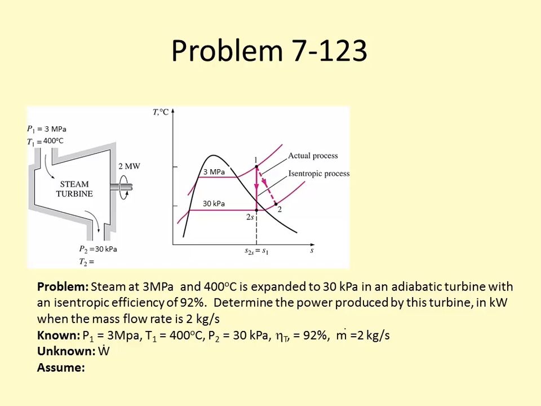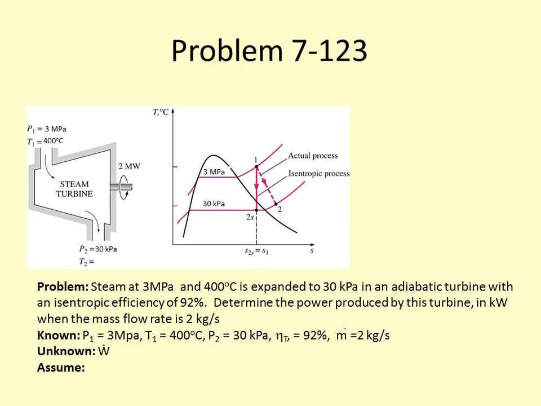And S2 is equal to 6.9235 kilojoules per kilogram Kelvin. Okay, if we go to the tables, we look at 30 kilopascals and S2 at this value, we find that we're actually under the dome. So we have to determine the quality.